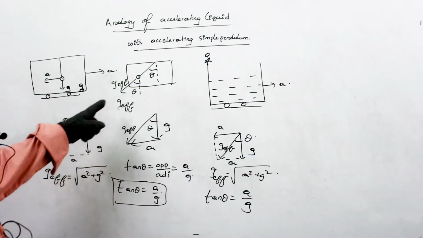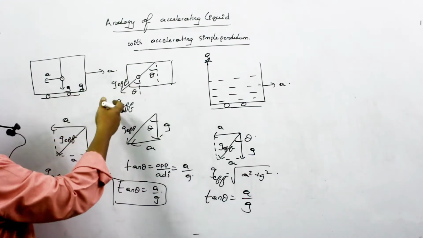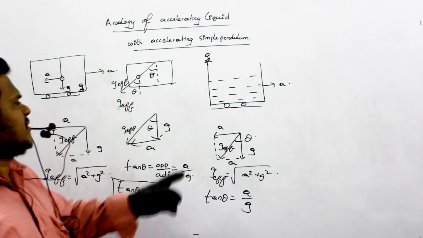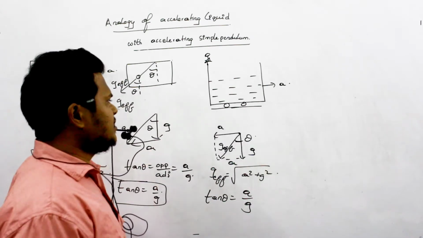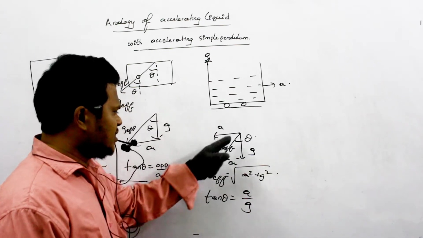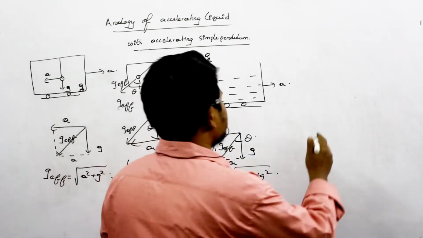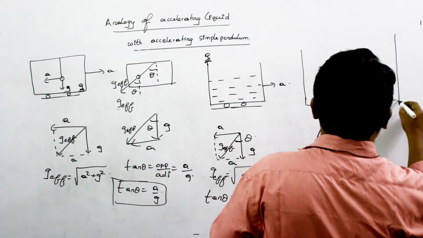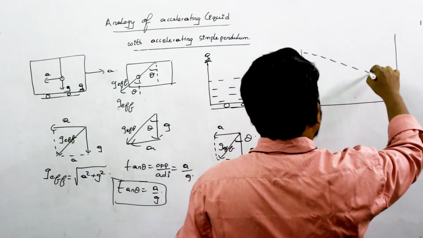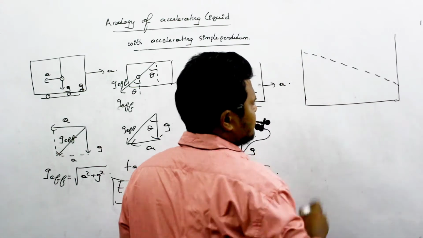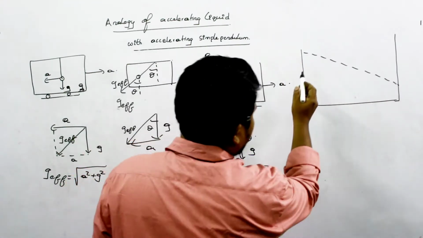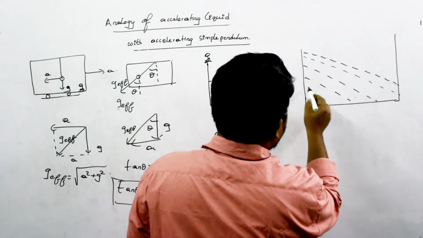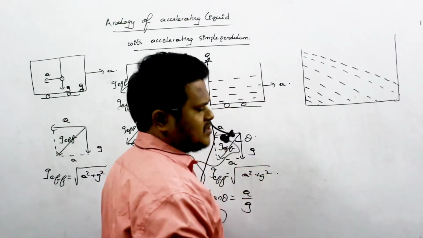In the previous condition, the pendulum aligned itself in the direction of G effective. But in this condition, what will happen? The liquid surface will align itself perpendicular to the direction of G effective. So this liquid surface will take this type of shape. Not only this top layer, all the bottom layers also will be arranged in this direction. This we have already discussed in the previous classes.